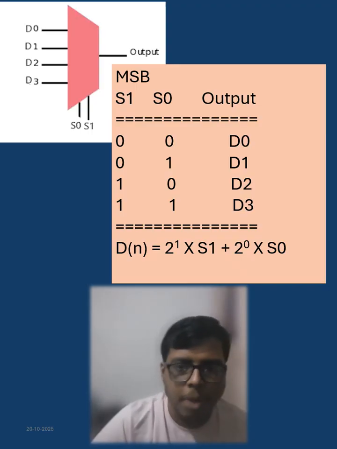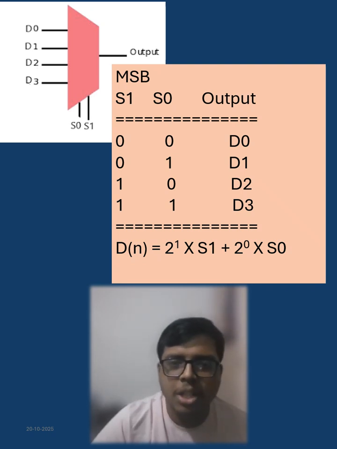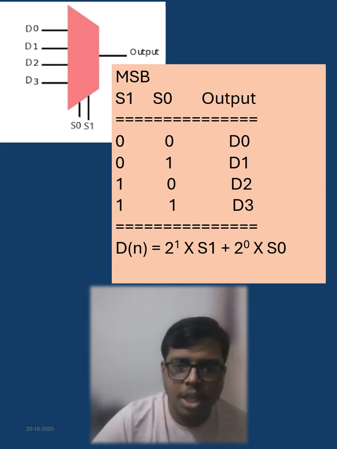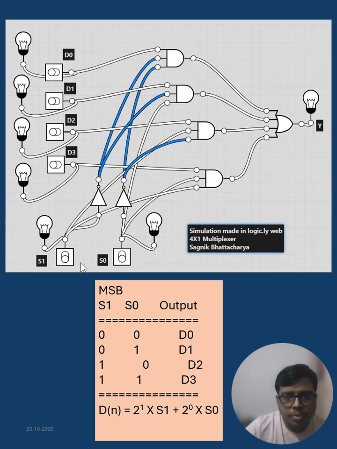So S1 we are writing first and S0 after. And in the manual or in the observation table, it may be written sequentially S0 S1. In that case you have to remember that 10 means D2 and 01 means D1, but physically this is happening, this table is always true. This is the circuit of a 4 input, 1 output multiplexer. As you can see, Y is the output and D0, D1, D2, D3 are inputs.